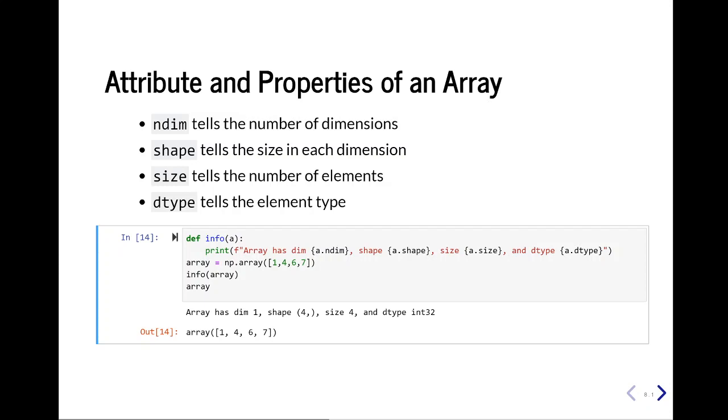There are a lot of additional attributes and properties, beyond just the information that's stored in there, that are helpful when you're working with NumPy arrays. And that's the number of dimensions, shape, size, and the actual data type within there.